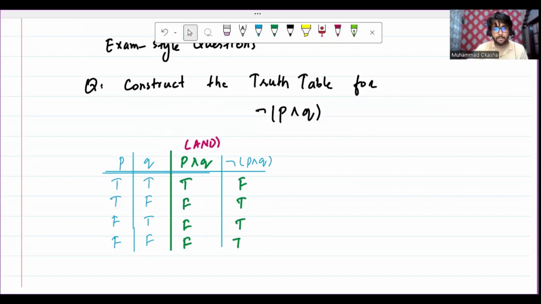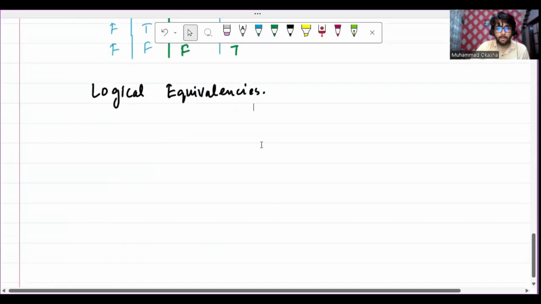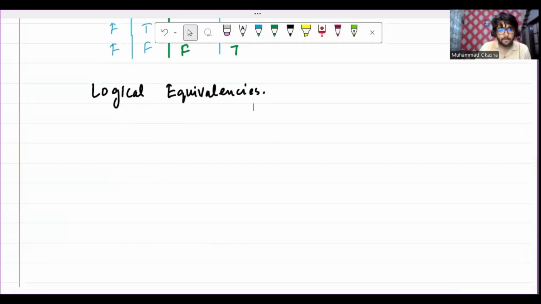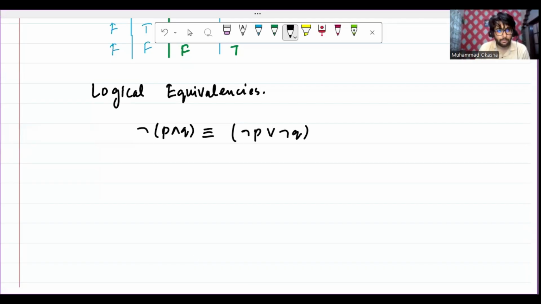Let's take a look at one more. Okay. Now, let's do some logical equivalencies. And logical equivalencies are also a very important part of the exam. Now, I have to prove that negation of P conjunction Q is equivalent to negation P disjunction negation Q, right? Now, don't get scared by that. It's going to be really, really easy. Let's take a look at this.